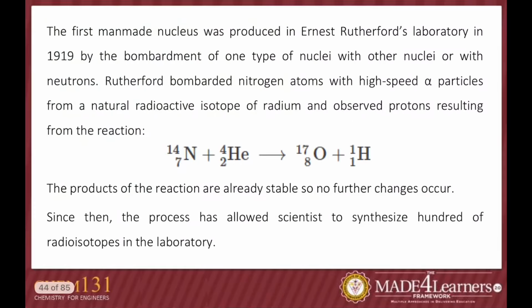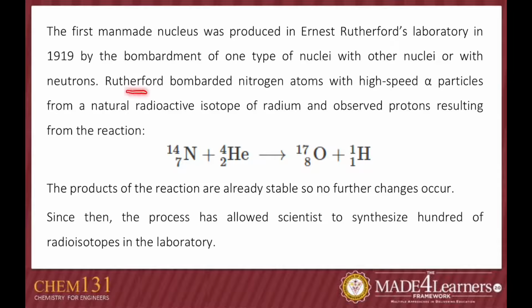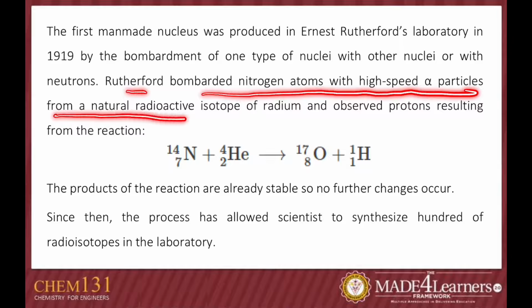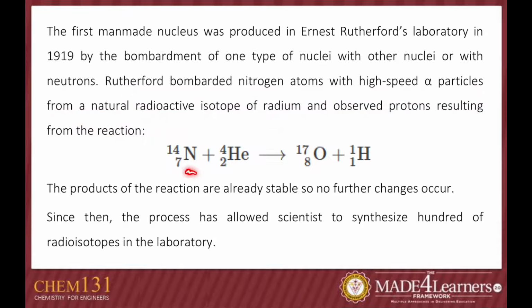The first man-made nucleus prepared in the laboratory was prepared in the laboratory of Ernest Rutherford in 1919. So he bombarded one type of nuclei with other nuclei or with neutrons. What he did, he bombarded nitrogen atoms with high-speed alpha particles from a natural radioactive isotope of radium and observed protons resulting from the reaction. So from nitrogen-14, bombarded with high-speed alpha particles, producing stable oxygen-17 and a proton.